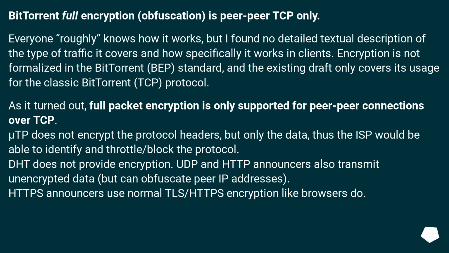uTP does not encrypt the protocol headers, but only the data, thus the ISP would be able to identify and throttle/block the protocol. DHT does not provide encryption. UDP and HTTP announcers also transmit unencrypted data, but can obfuscate peer IP addresses. HTTPS announcers use normal TLS/HTTPS encryption like browsers do.